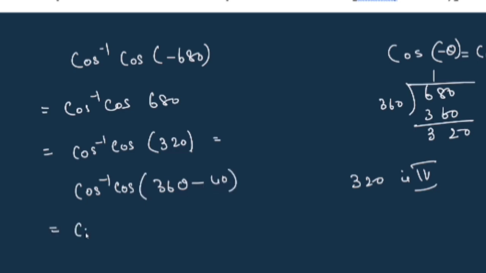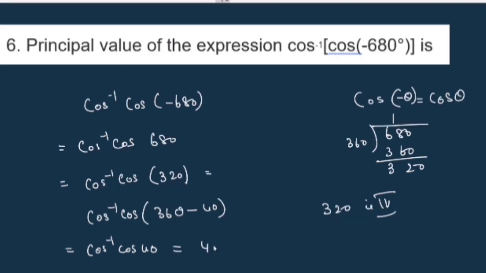So that is equal to cos inverse, positive because of the fourth quadrant, of cos 40. 320 is written as 360 minus 40, and cos of 360 minus theta is cos theta. So cos 40, which is equal to 40 degrees. Or if you want, you can convert into radians. 40 degrees is 40 into pi by 180, so 2 pi by 9 radians.